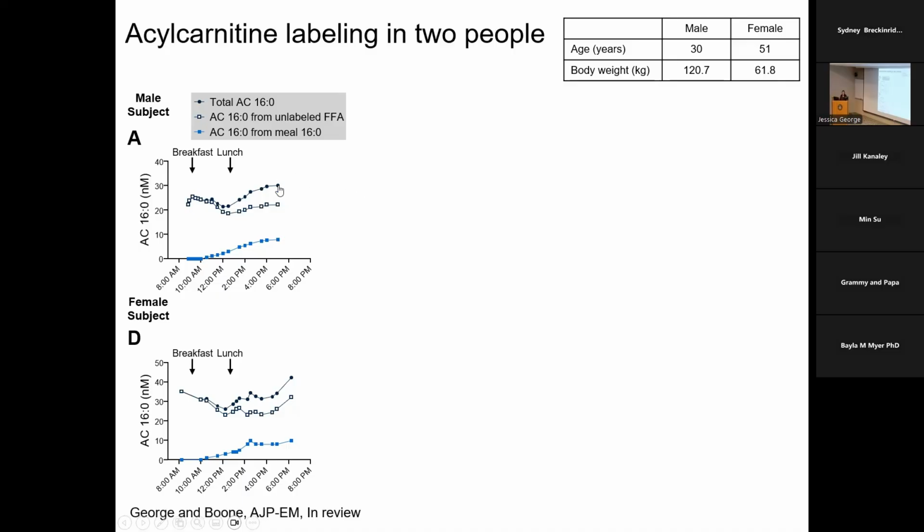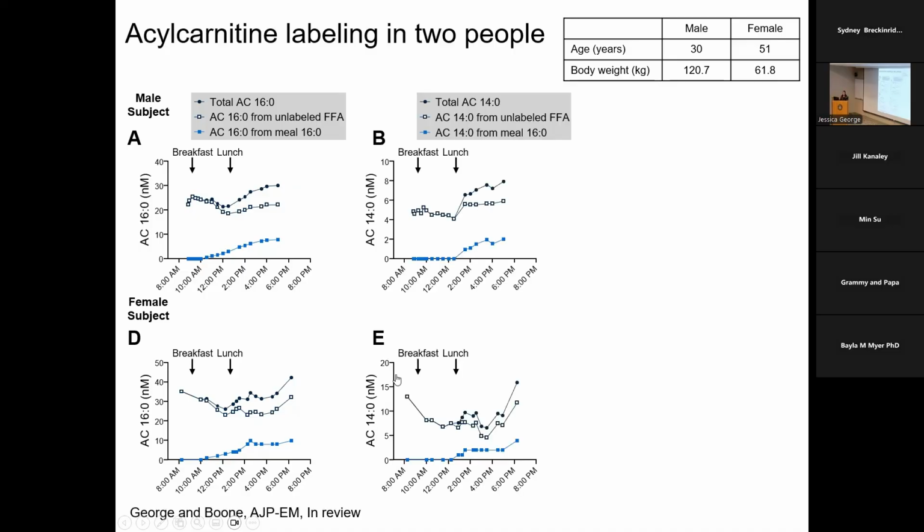So we were able to detect the label in acylcarnitines made from the meal fatty acids in 16:0. In our male, it represented 23% of the total acylcarnitine meal after they consumed 2 meals, and 29% in the female. The labeled acylcarnitine 14:0 underwent 1 round of beta oxidation from the labeled meal palmitate, and it contributed 21% and 26% of the total acylcarnitine 14:0 pool.